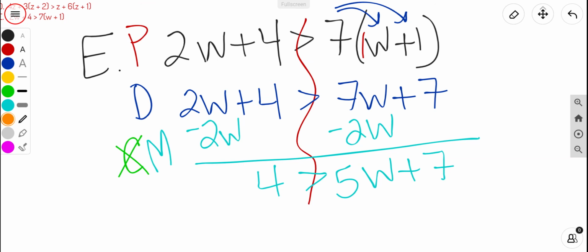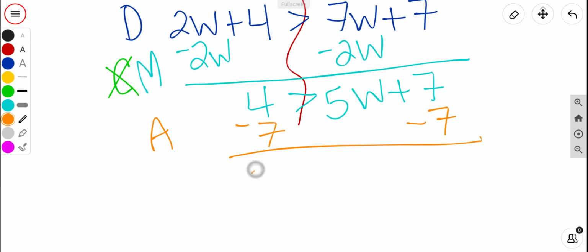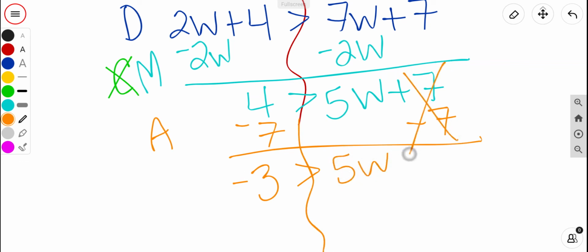Next step, add or subtract. Okay, so I've got to get the w alone. So I am going to move this plus 7 by subtracting 7. So I end up with negative 3 is greater than 5w. Remember that canceled out.